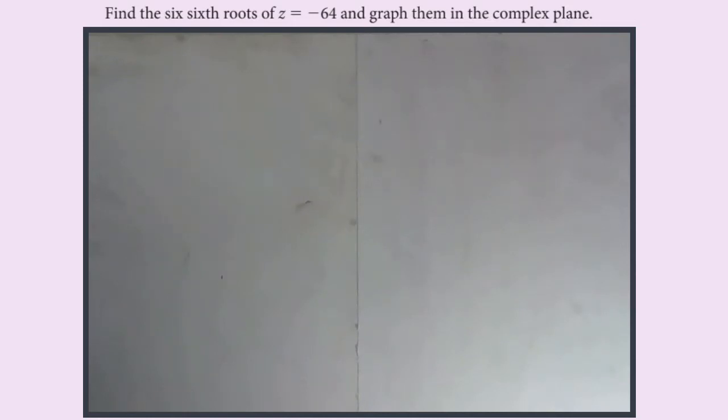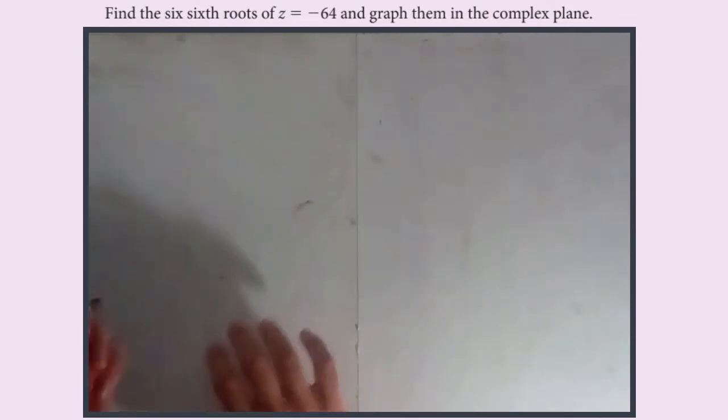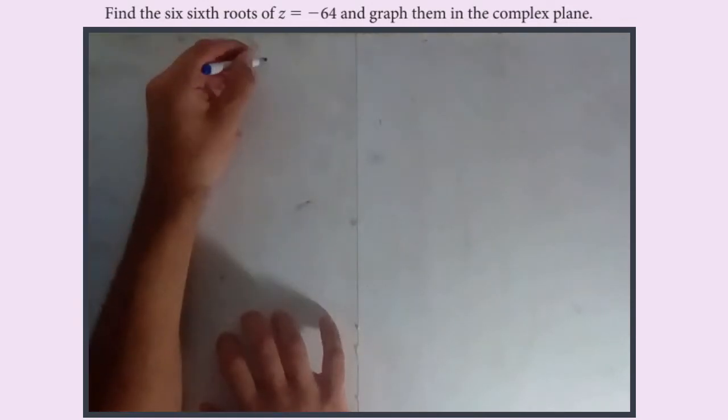Find the sixth roots of z equals minus 64 and graph them in the complex plane. So we're going to find 6 roots, so this could be quite time consuming. We start by trying to put z in cis form. So we're going to need an Argand diagram.